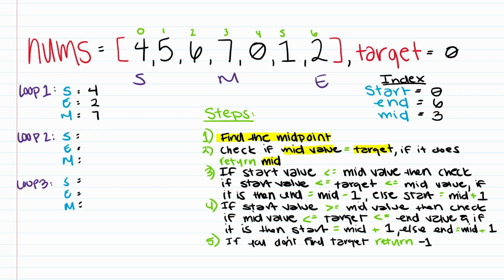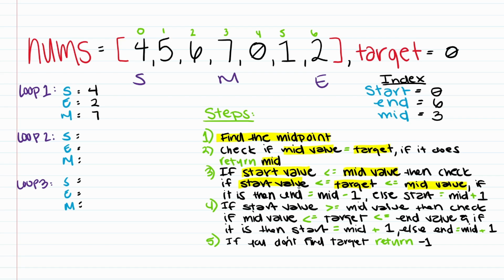So let's continue on. If start value is less than or equal to mid value, then check if start value is less than or equal to target, less than or equal to mid value. First things first, let's check if our start value is less than or equal to our mid value. Is 4 less than 7? Yeah, 4 is less than 7, so that does work. If that works, then let's take a look at our next step.